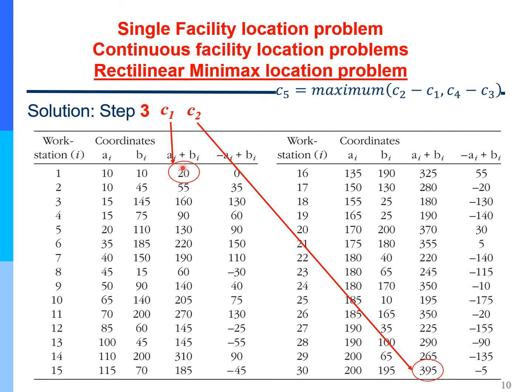C1 and C2 are related to AI plus BI, and C3 and C4 are related to the next column, minus AI plus BI, and I need to find the minimum and maximum of them. So the minimum of this column, look, 0. Okay, negative 30, there are some negative elements. So I'm going to find the minimum. Pay attention to the sign. Minus 30 is less than minus 25. Minus 55 is less than minus 25. So find the minimum, and the minimum appears to be negative 175. And similarly, for the second column, find the maximum of all these, and as you can see, the maximum is 150.